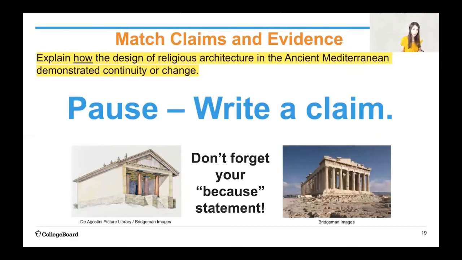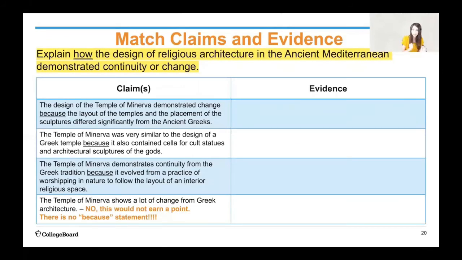Okay, so maybe you wrote lots of claims, right? Maybe? Okay, at least one, right? Here are 3 good claims and 1 not so good claim. Let's take a look at one of the good claims. The design of the Temple of Minerva demonstrated change because the layout of the temples and the placement of the sculptures differed significantly from the ancient Greeks.